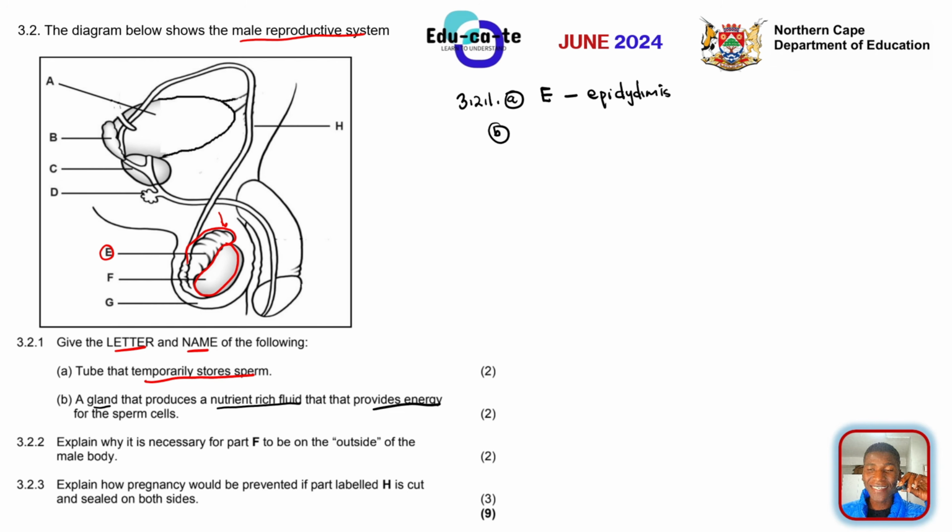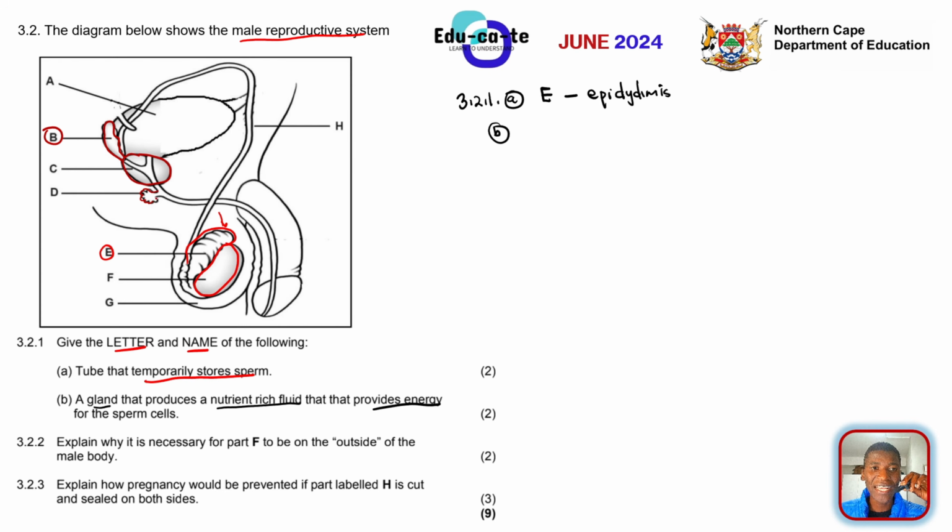So now the seminal vesicle, it is this one, which is part B, which looks like a leaf. So this one that looks like a leaf, it is known as the seminal vesicle. It is just leaf shaped. It is part B. The prostate gland is the dark gland here that looks like a pear. And then we have got the Cowper's gland, which is this one.